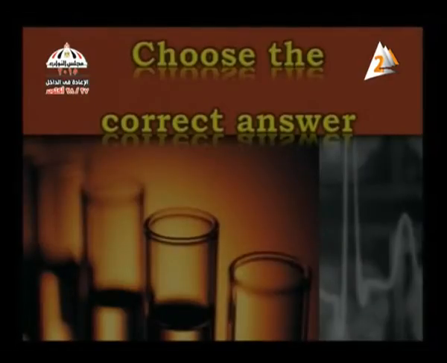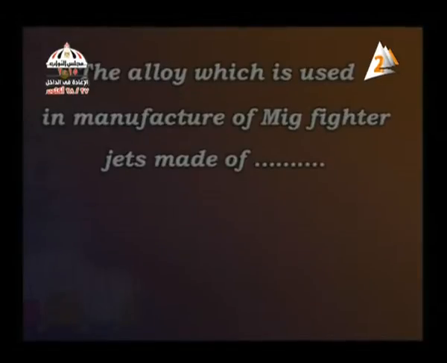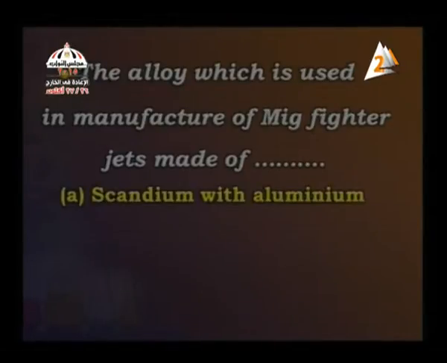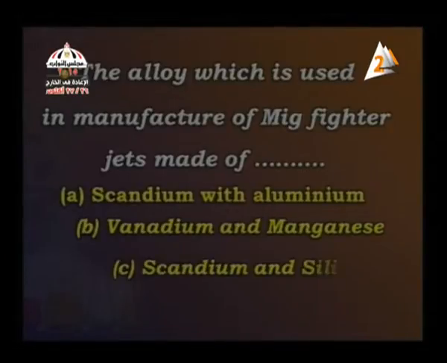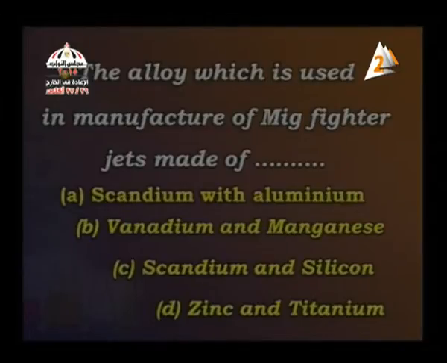Next type of question, choose the correct answer. The alloy which is used in the manufacture of MiG fighter jets made of what? Is it scandium with aluminum, vanadium with manganese, scandium and silicon, or zinc and titanium? If you think about it, here's the answer, it will be scandium with aluminum.